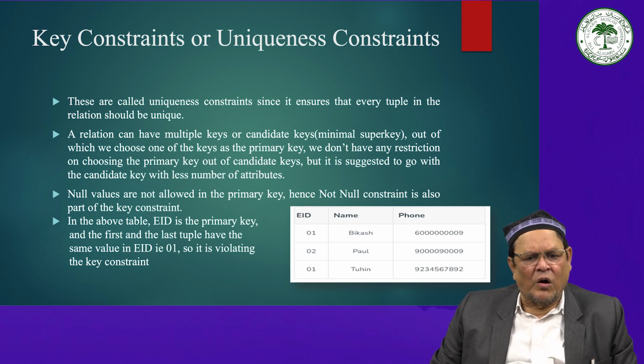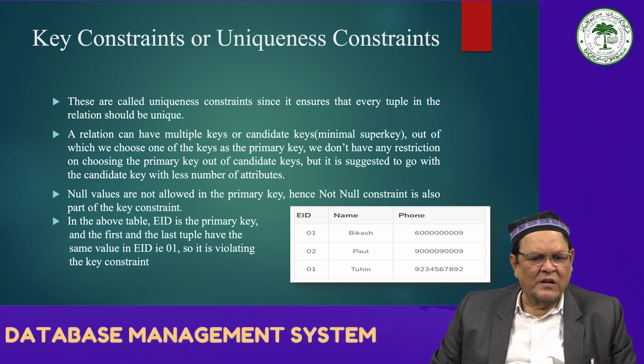Null values are not allowed in the primary key, hence the not null constraint is also part of the key constraints. In the above table, EID is the primary key, and the first and the last tuples have the same value in EID, that is 0, 1. So it is violating the key constraints.